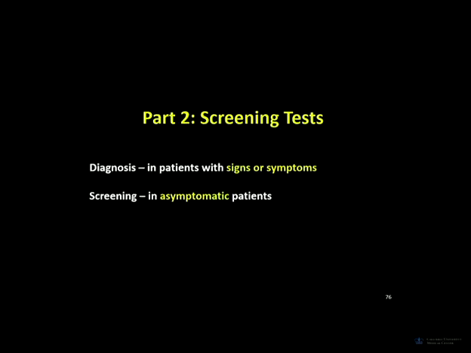So some definitions here. Diagnosis is made in patients who have signs or symptoms of disease. Okay. Is everybody clear about that? Okay. Screening is something we do in people without symptoms. Otherwise, it's not screening. And I always think about this when I'm in clinic.